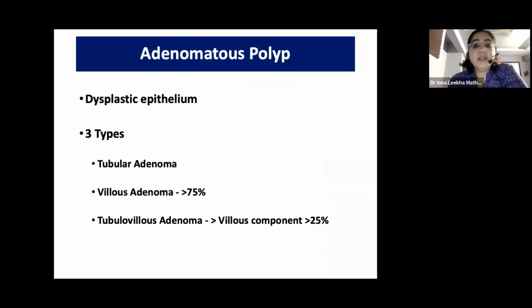Coming to adenomatous polyps, we all know they are composed of dysplastic epithelium. We get 3 types of adenomas in the colon. One is the tubular adenoma. Then there's the villous adenoma, where more than 75% of the polyp is composed of villous structures, and the tubulovillous adenoma, where the villous component is at least 25%.